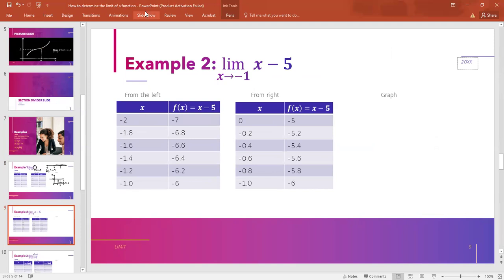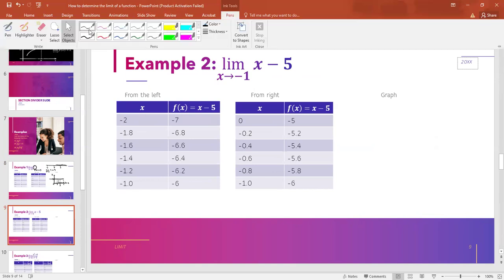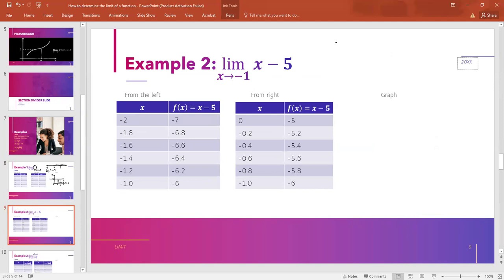Once more, you can draw your number line so that you can have a vision of the numbers you will put on your table. We have here 0, we have here minus 1, and here we have 1, and here we have, let's say, minus 2. So we move to minus 1 from the left. These are values here. So we check from minus 2 up to minus 1.